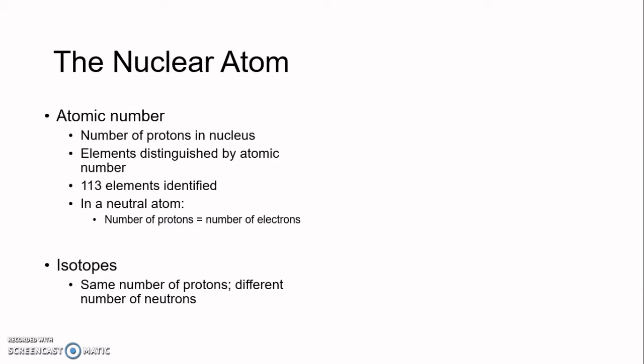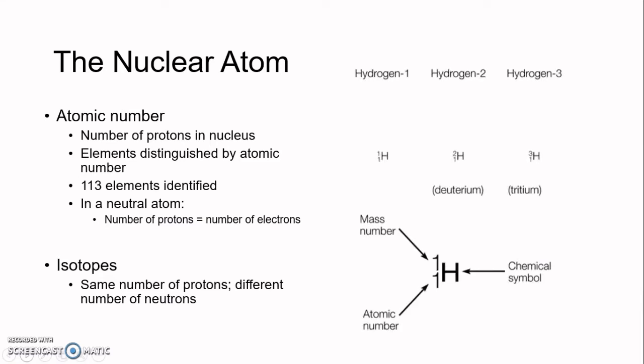So you can have two different atoms that have the same number of protons, so they're the same element, but they can have a different number of neutrons. For example, let's take a simple hydrogen atom. You have hydrogen 1, which would be a proton, positively charged, and an electron, negatively charged, orbiting around the proton.